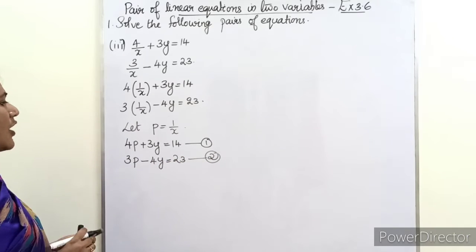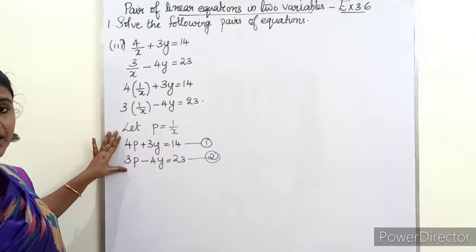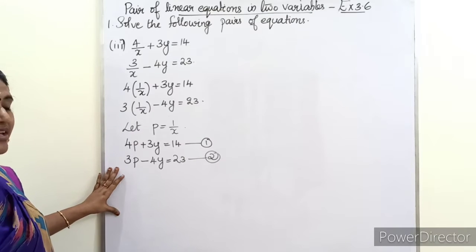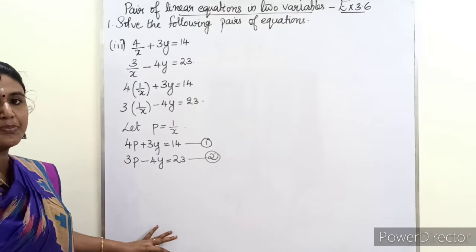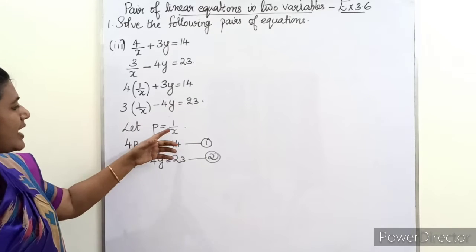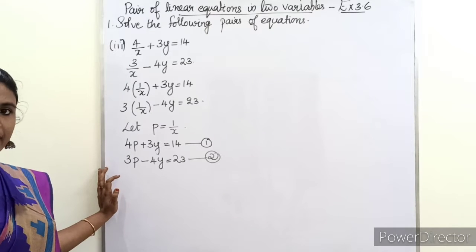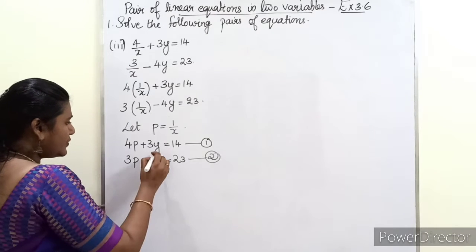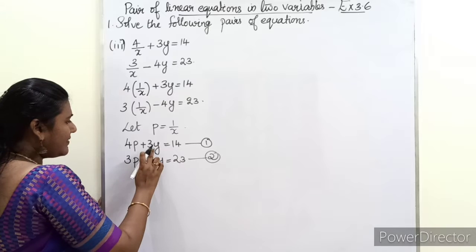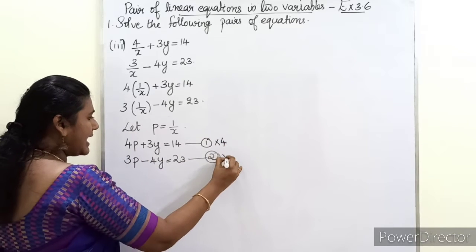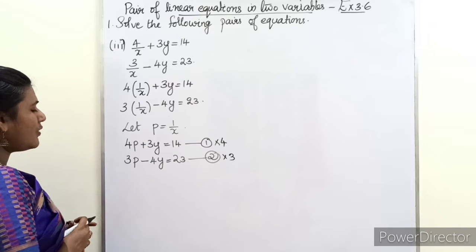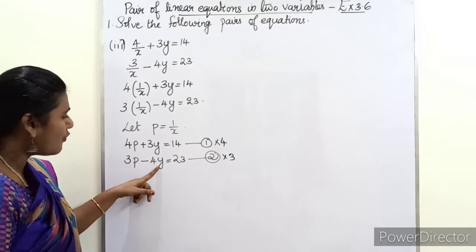So now we got a pair of linear equations in two variables. Which are the variables? p and y. So when you solve, you will get the value of p and y. From the p value, you can find out the value of x. So how are we going to do this? We will eliminate y first. Multiply the first equation by 4 and the second equation by 3, so we will get the coefficient of y the same.